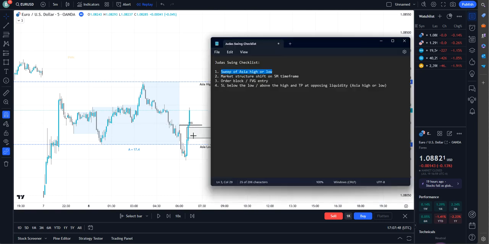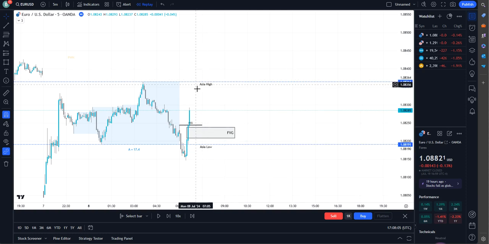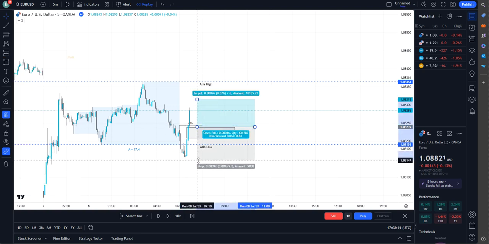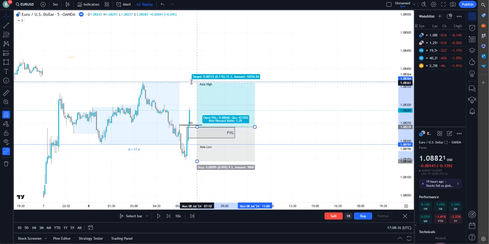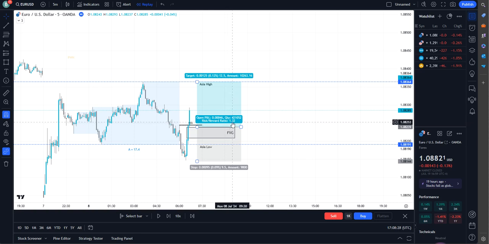So we have our sweep here, our market structure shift here, our fair value gap here, and we are going to set our trade. So our stop loss will be below the low, and our take profit will be at opposing liquidity. In this case it is the Asia high. So this is how you'll place your long position. Stop loss below the low, and the take profit at the opposing liquidity. Now in this scenario, our risk to reward ratio is 1.3, meaning that it's positive, and for every $100 you risk, you'll make 130 back.